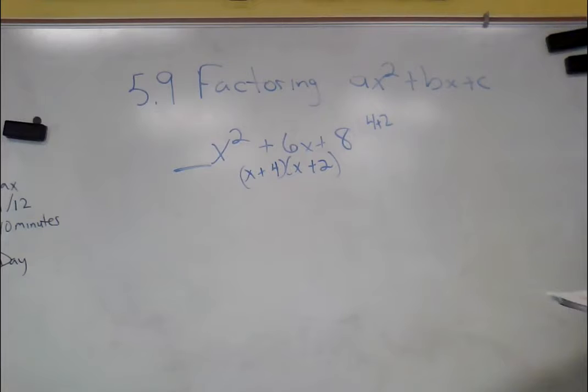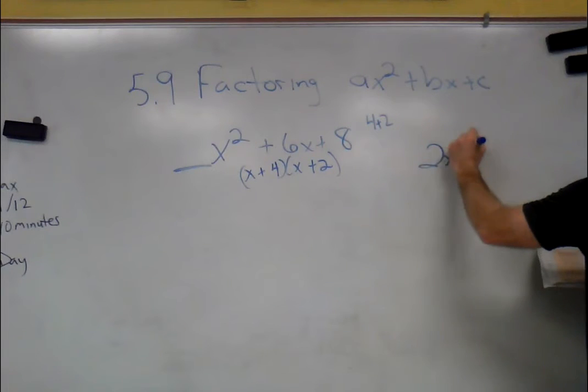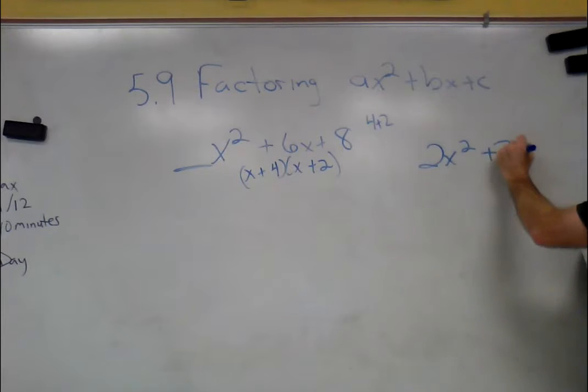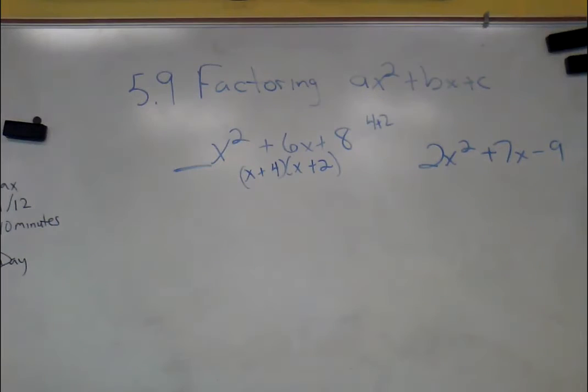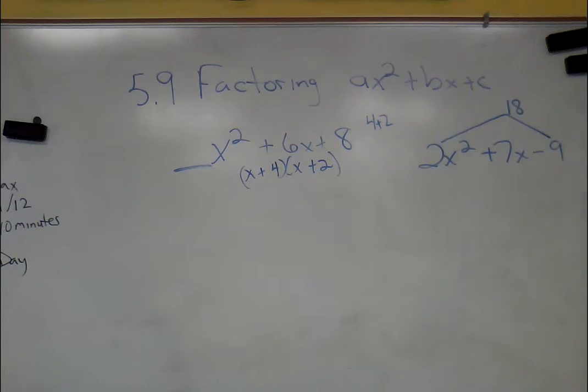There was nothing in front here, just a 1. So we're going to change that today and put a number out there. Any number. So the first thing we do, we don't immediately look. We are going to multiply these two numbers. That's how we want to start every single time. So now we want to look at what are the factor pairs of 18. 1 and 18, 2 and 9, 3 and 6.